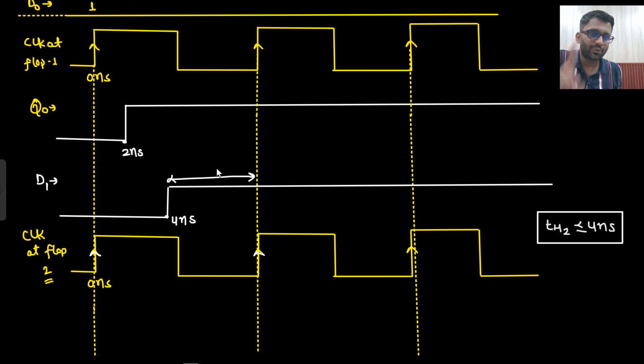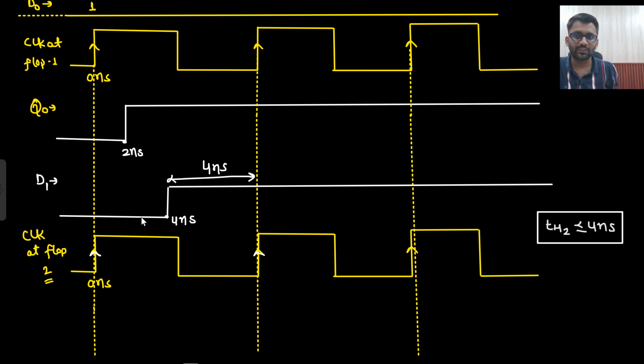That means your input should be stable for at least 5 nanoseconds. Otherwise, if it is not stable for 5 nanoseconds, then what? There will be a setup violation. Let's just say this window is 4 nanoseconds only. That means your input is stable for the previous 4 nanoseconds only. Then what will happen?